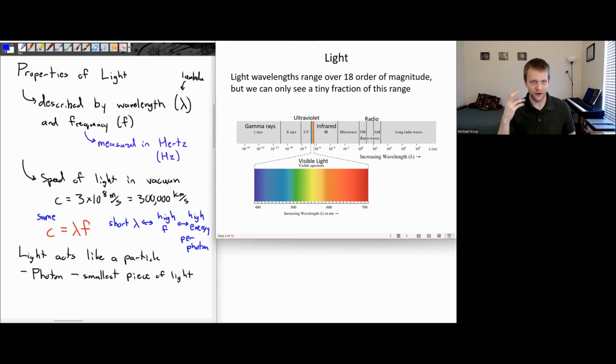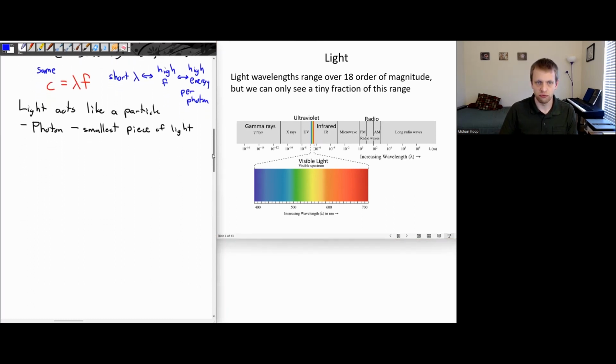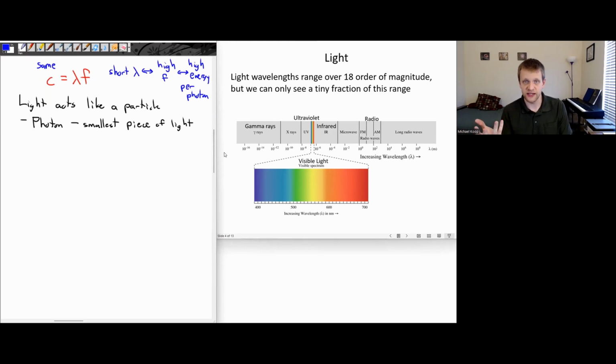Again, the full way that our vision works is kind of complicated and beyond what we're going to talk about in this course. But if I have blue light or green light or yellow light or red light, those are all different wavelengths of light. But that range of colors that our eyes are sensitive to is just a tiny, tiny fraction of the entire range of wavelengths that exist in nature.